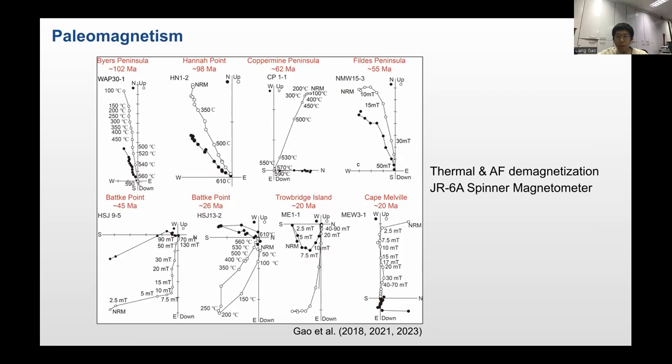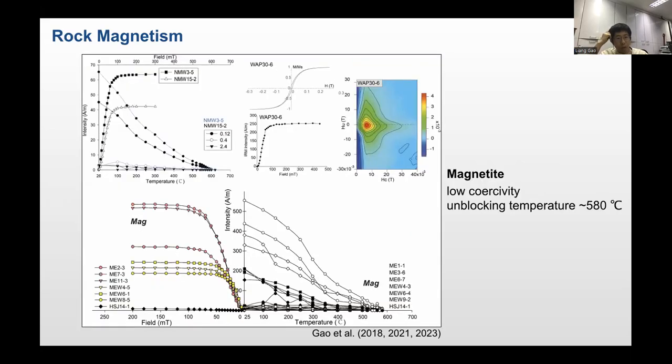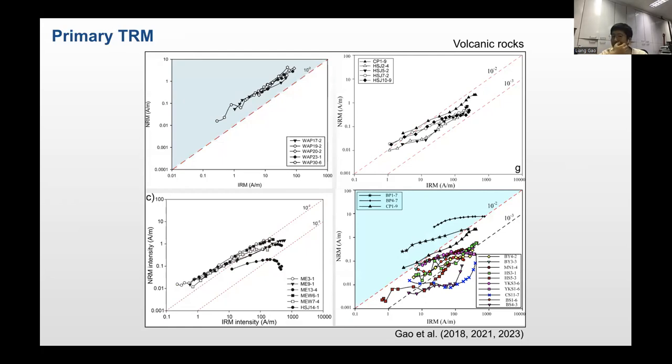We used thermal and alternating field demagnetization, and then measured these samples with the GR6. All these samples show very good behavior during demagnetization. To confirm the magnetic carriers, we did systematic rock magnetic experiments, and magnetite is the main magnetic carrier. Also, in some places we cannot observe the fold, so we cannot do the fold test. So we did NRM and IRM experiments to prove that these volcanic rocks carry thermoremanent magnetization, the TRM.